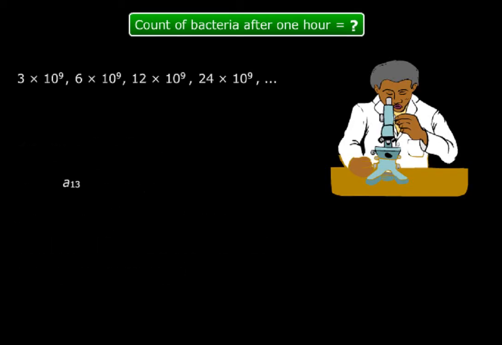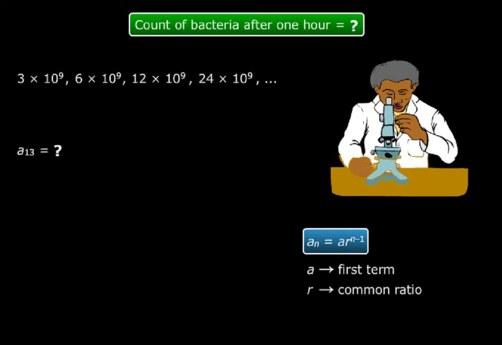And what would be the value of A13? This we can find by the formula for the nth term of a GP, which is An equals A into R to the power n minus 1. Here A is the first term, R is the common ratio. In this case, the first term, that is A, is 3 into 10 to the power 9. The common ratio, that's R, is 2.